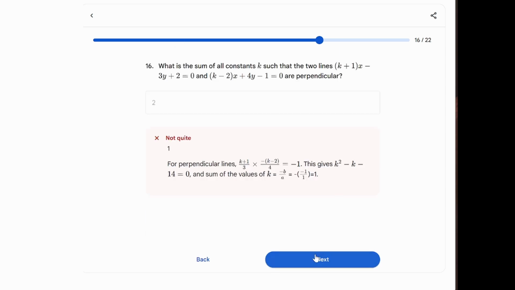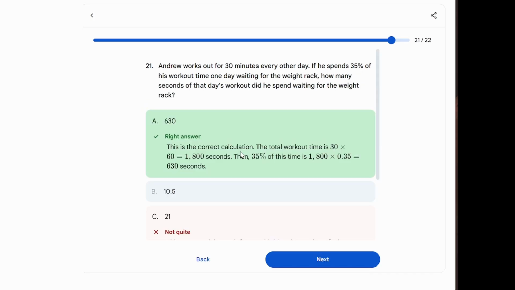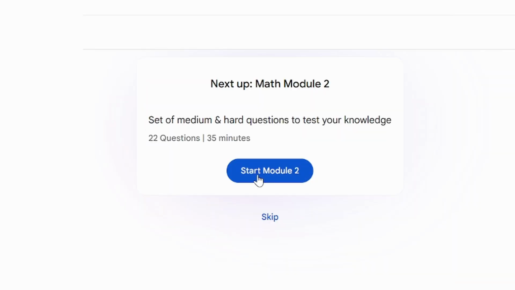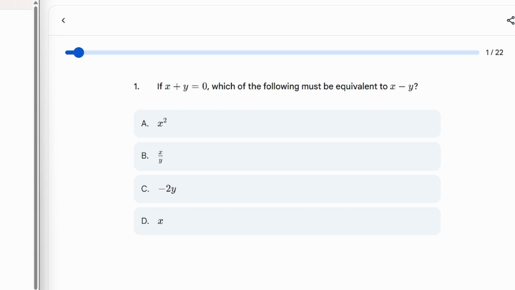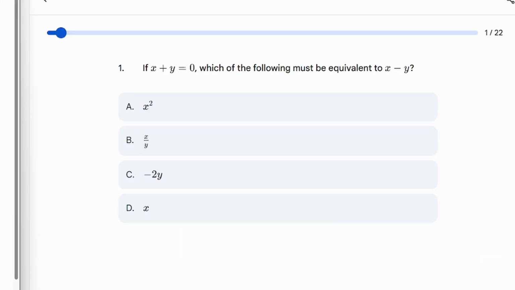And if you take a look here, it has free response, graph reading, and plot reading questions, so pretty good. All right, set of medium and hard questions. If x plus y equals 0, what must be equivalent to x minus y? All right, we want to find x minus y equal to, call it z. So for something like this, I would just set x or y equal to something based on what we know. So we'll do x equals negative y, minus y equals z, which is negative 2y. Is that an option? Yes.